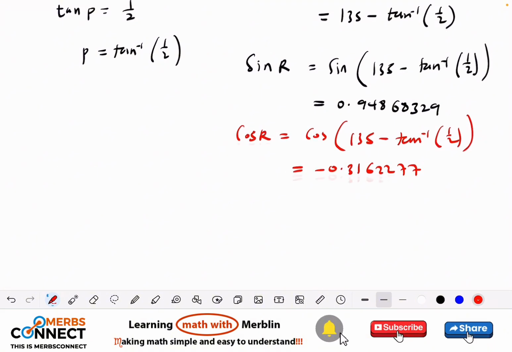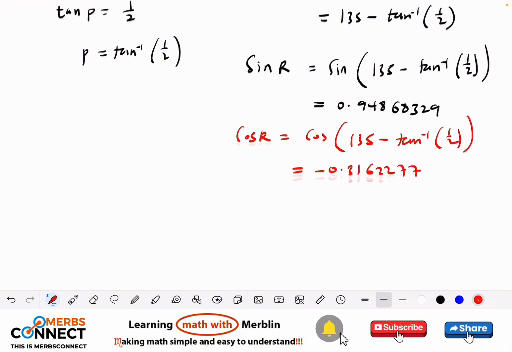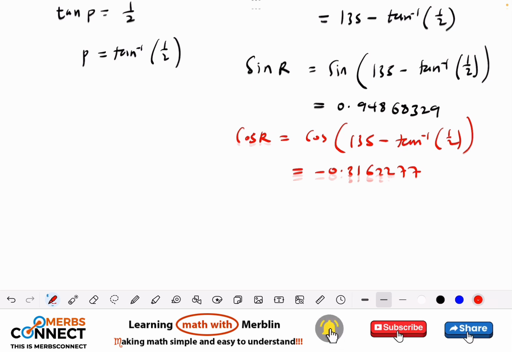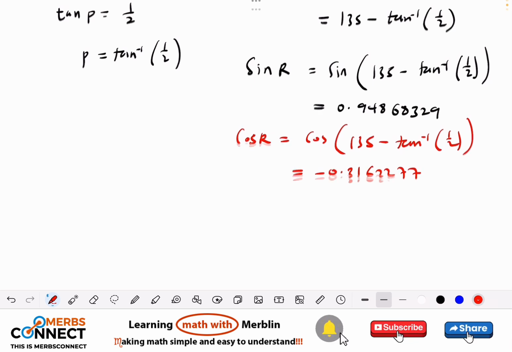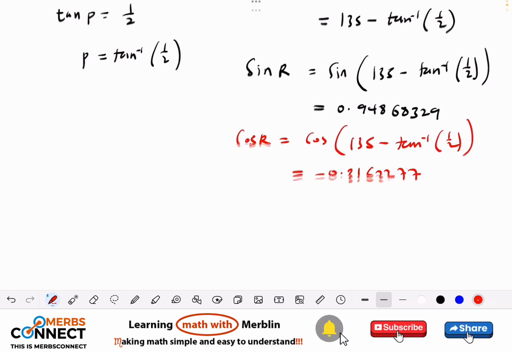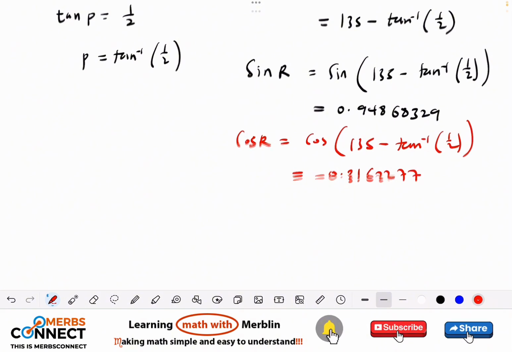Now don't forget your calculator. When you are punching the calculator, we have the radian mode and we have the degree mode. So when you are doing it, check it very carefully. Unless you do that, you get it wrong. So make sure your calculator is in the degree mode so that you get the right answer here.